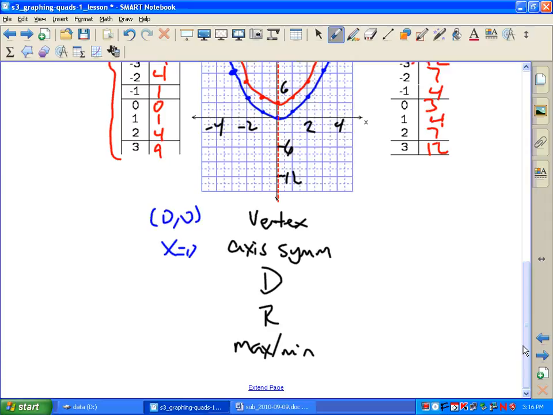The domain, well, remember how we do domain? We use set notation. So we'll say the set of x's such that x is an element of the real numbers, which basically is a fancy way of saying that x can be anything.